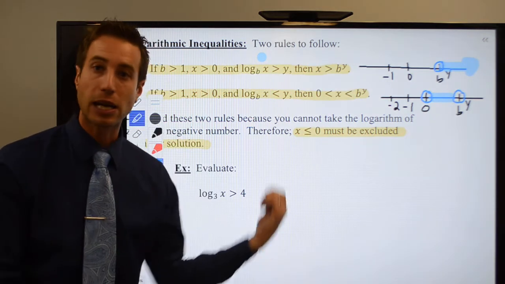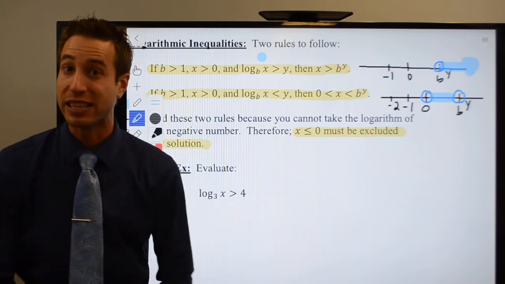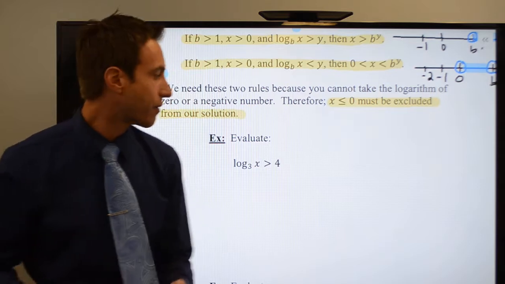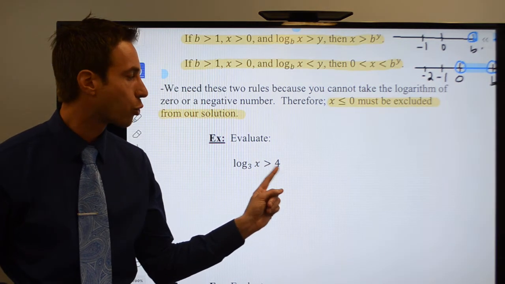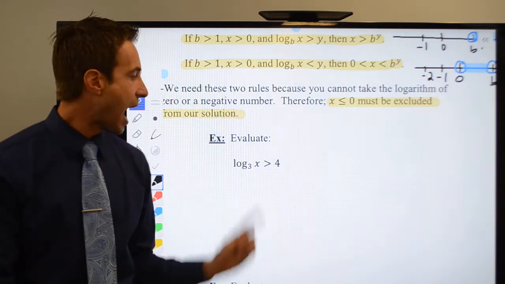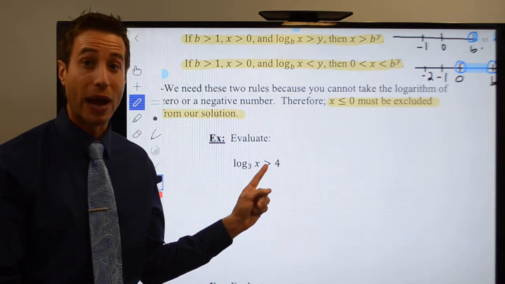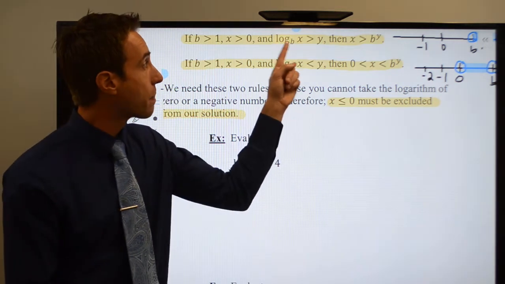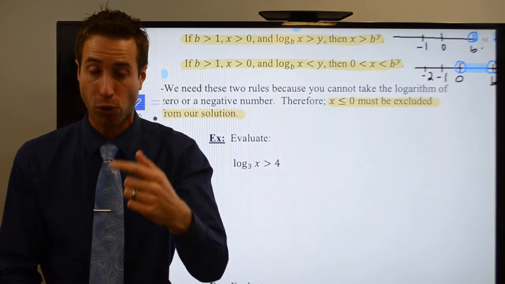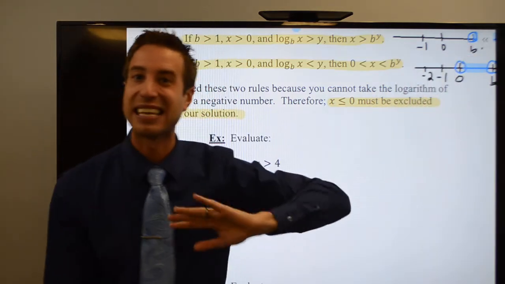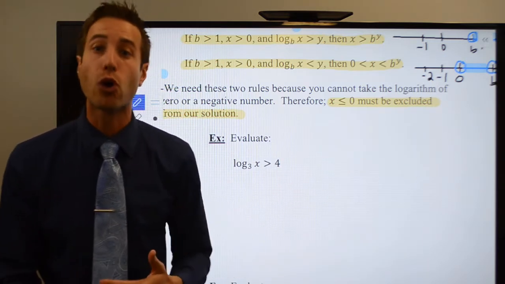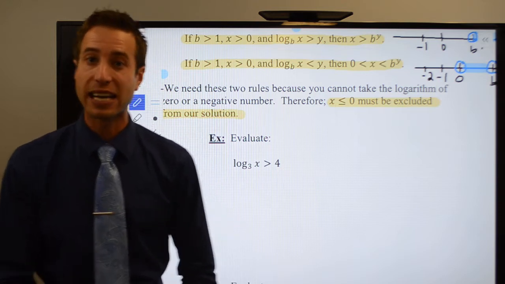So let's go ahead and look at a couple of example problems and show you how these two properties are going to work when actually solving a problem. The first one I've got for you is right here. Log base 3 of x is greater than 4. Okay, no problem, and here's the reason why. Log base b of x greater than y is my first property, and I'm only going to be taking things that are greater than the exponential function b to the y. I don't have to worry about 0 or negative numbers.